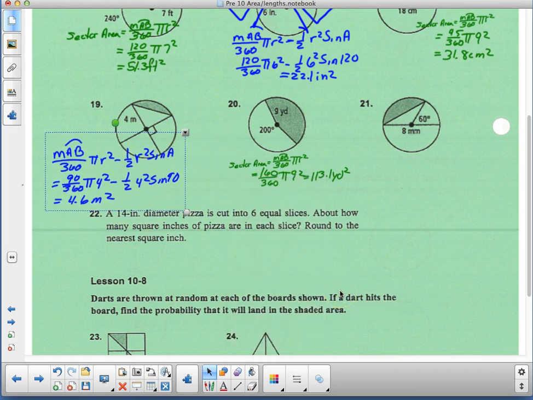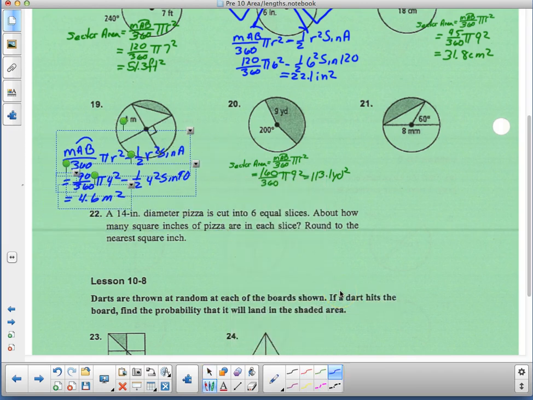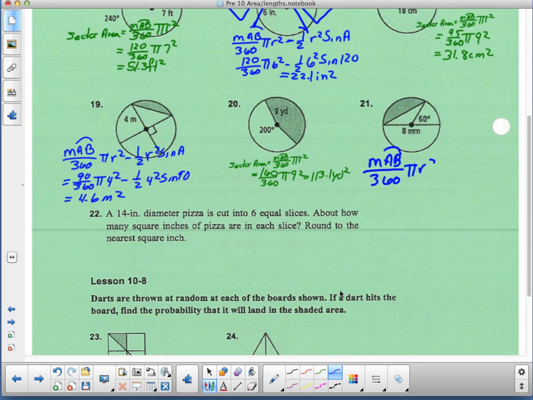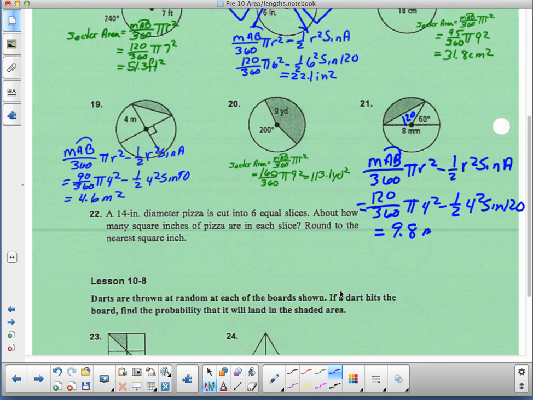Remember, this is all about formula identification and knowing where everything is to put in your calculator and get things done. I'm going to do the same thing with the formula here. I've got 360 pi r squared because it's area, minus 1/2 r squared sine of my angle, and this is 120. So I've got 120 over 360 pi 4 squared minus 1/2 4 squared sine of 120. And I've got my final answer to be 9.8 millimeters squared.